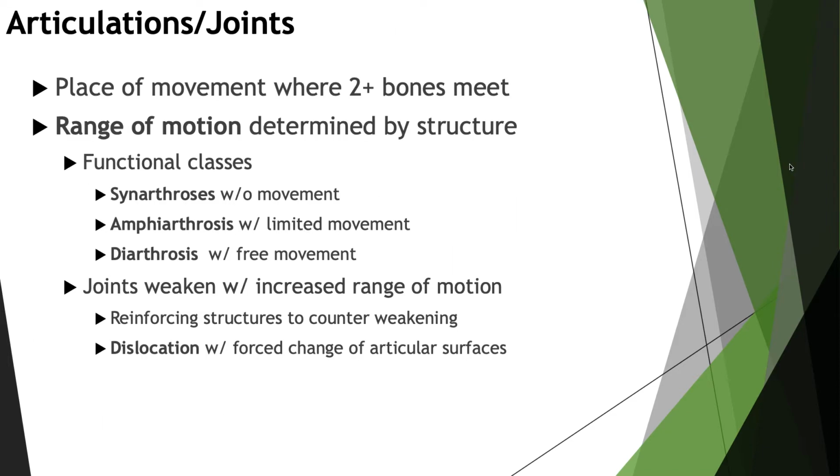So, articulations and joints. This is essentially the place of movements where two or more bones meet. Because the bones of the skeleton are relatively inflexible, movement can occur only at articulations or joints where two bones interconnect. Each joint reflects a compromise between the need for strength and the need for mobility. As a result, articulations differ in the amount of movement permitted, and this property is also known as range of motion. The anatomical structure of a joint determines the type and amount of movement that may occur.